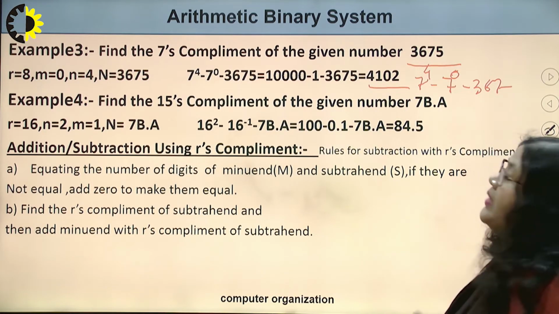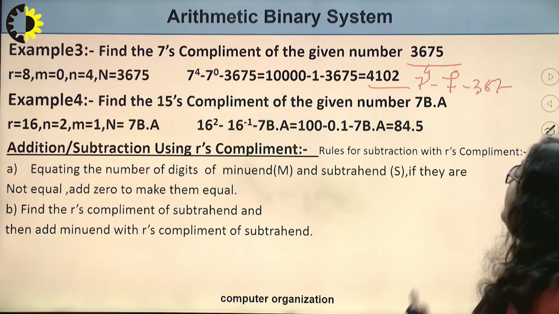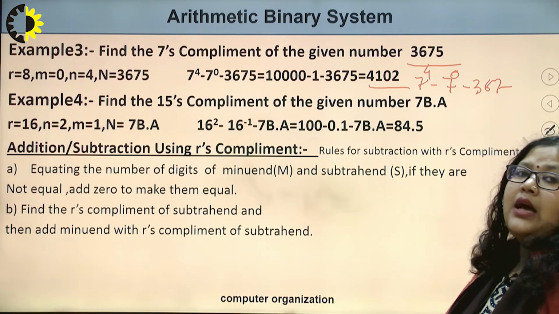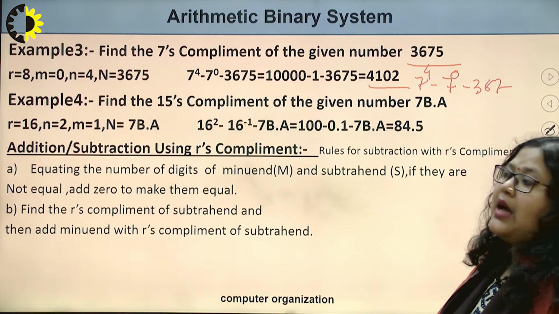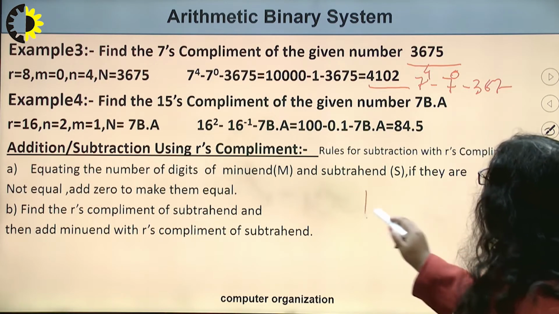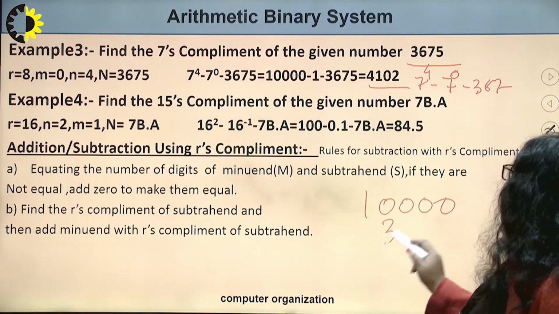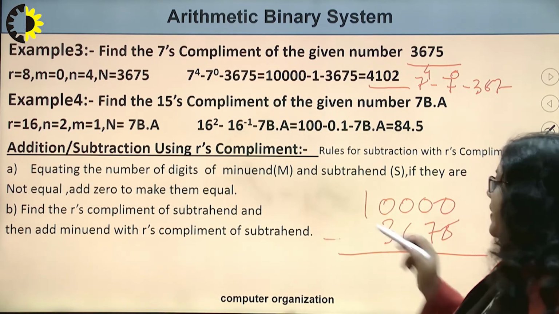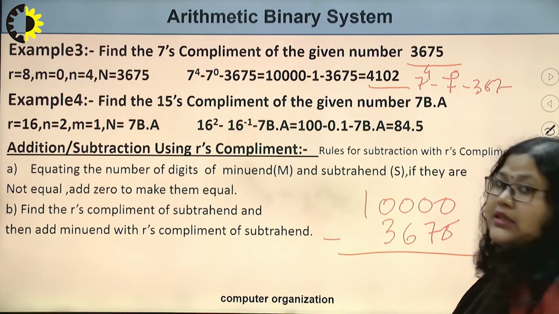Now we have to subtract this number from 1 followed by 4 zeros. At the time of subtraction, we take the borrow as the radix, so it is 8. So we subtract this number from 10000, where the radix is 8, because R is 8 in this question.